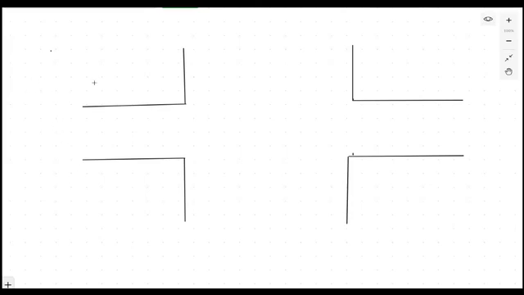Now, in this question, they are saying that road A has 6 lanes. This is 1, 2, 3, and the remaining will be 1, 2, 3, 4, 5, 6. So 6 lanes on road A. And on road B, they are saying that it has 2 lanes.